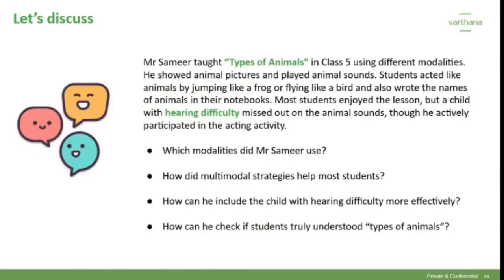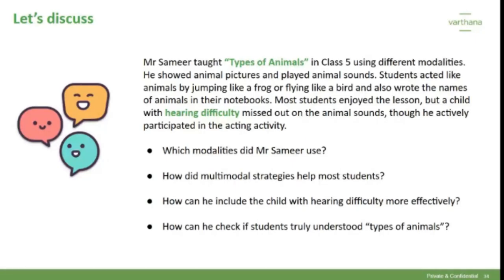Okay, so which modalities did Mr. Samir use in the class? He used visual, auditory, kinesthetic, and read and write. Showing animal pictures is visual. Playing animal sounds is auditory. Students acting like animals by jumping like a frog or flying like a bird is kinesthetic. And then they also wrote the names of animals in their notebooks. What kind of learning is this? Verbal, that is read or write.